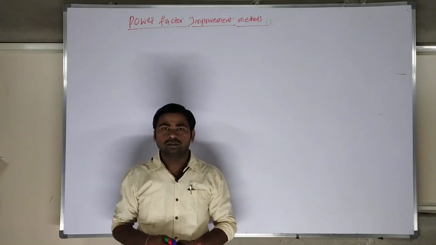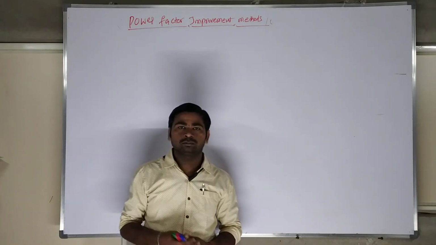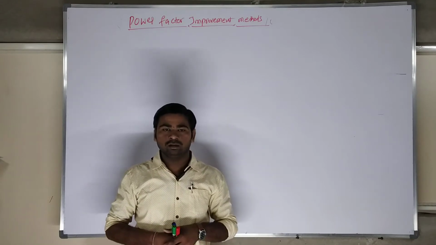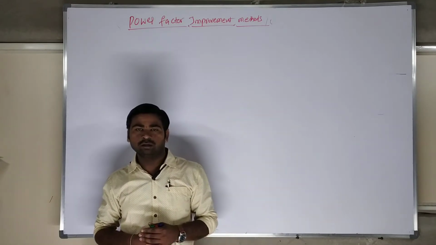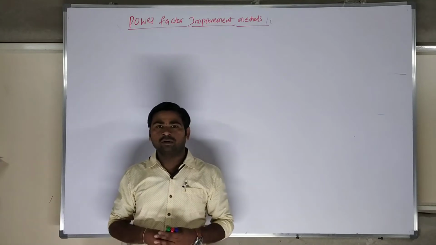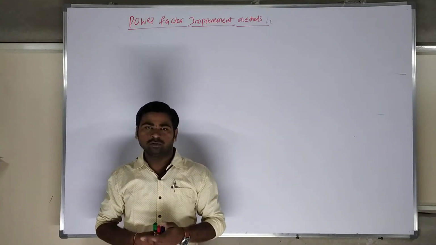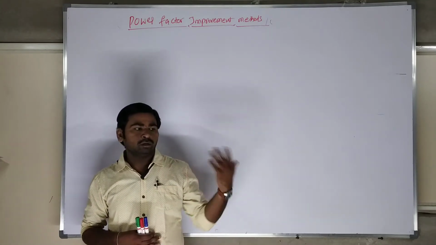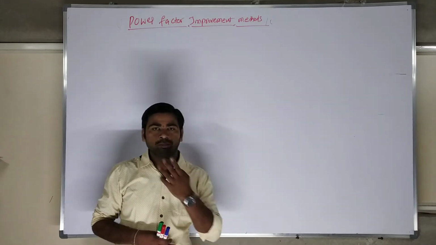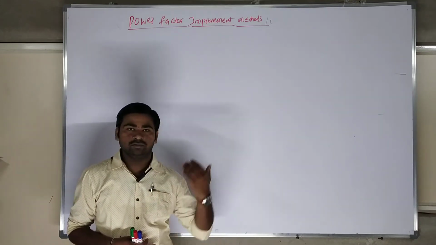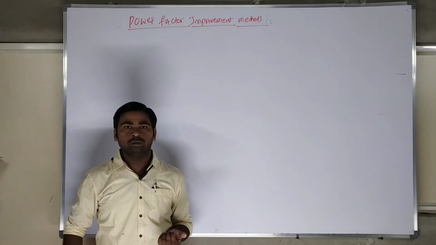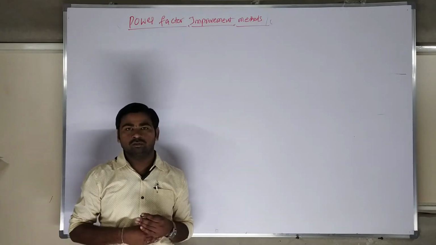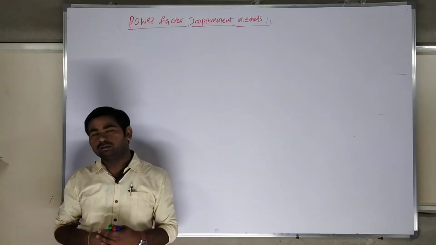Last class we discussed what power factor is, in which situations we get a low power factor, and what disadvantages come with it. When the power factor is low, our machine's efficiency is reduced, transmission losses are more, and a larger conductor cross-section area is required. So many drawbacks will be there.